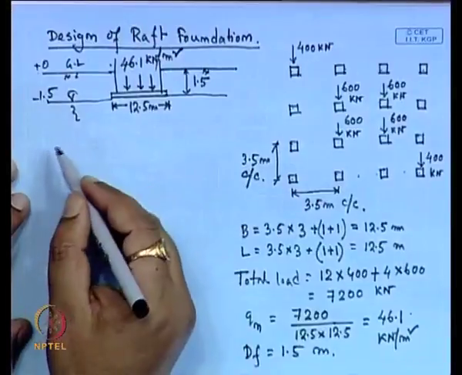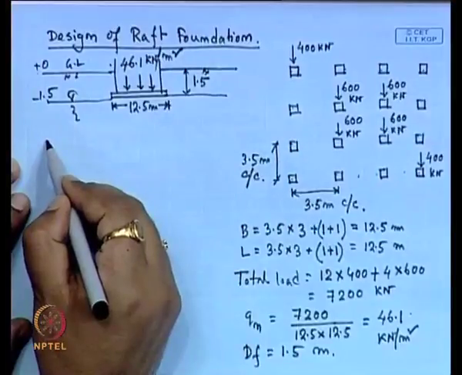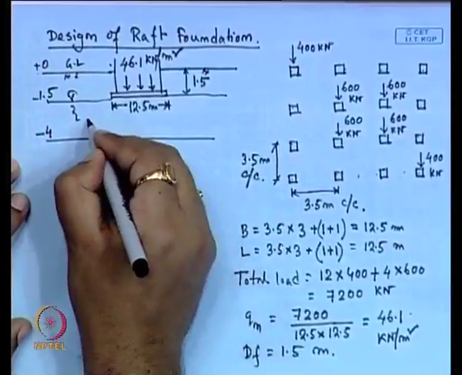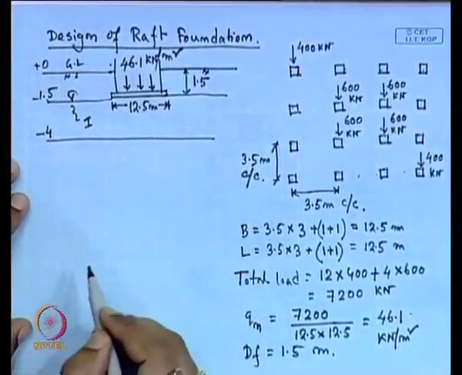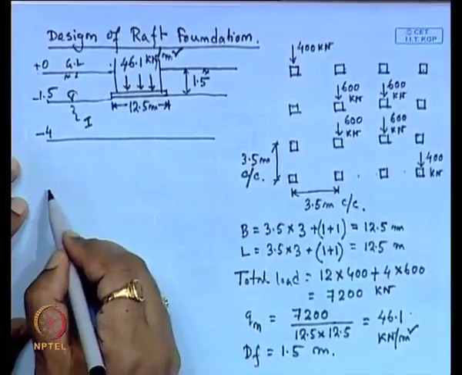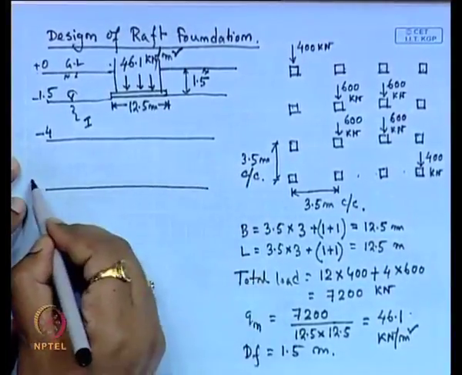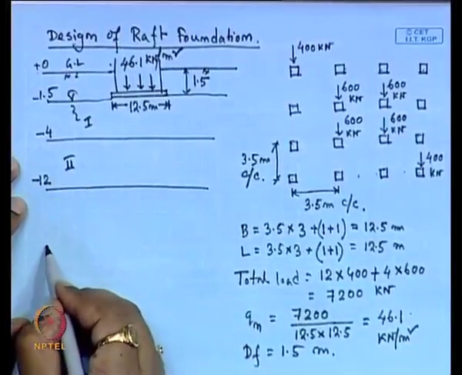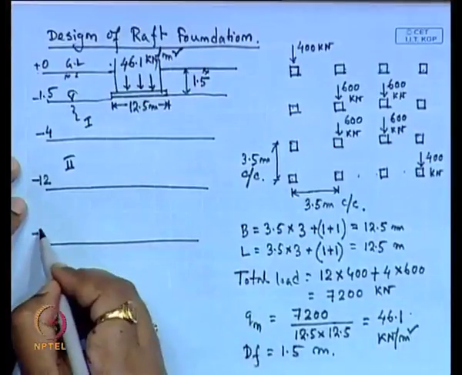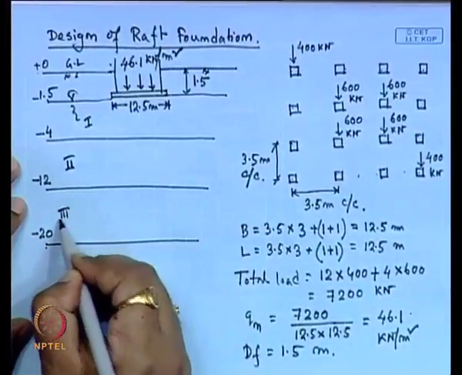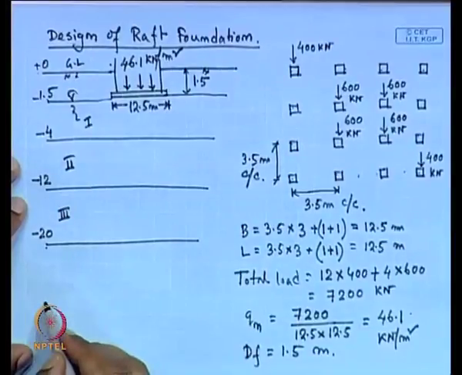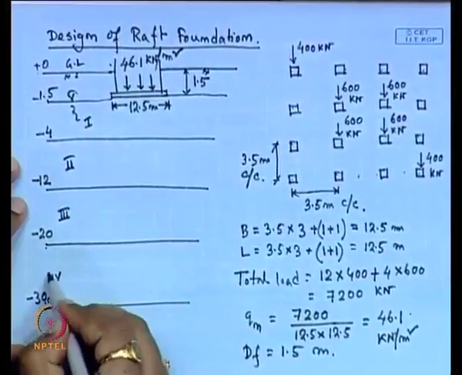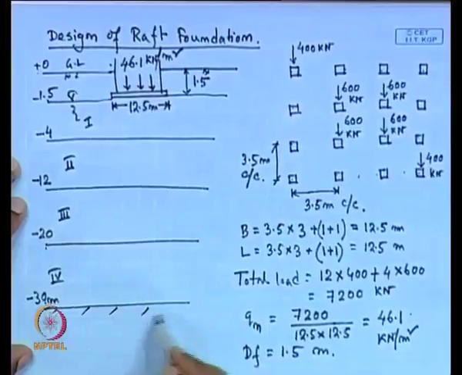Next we will get the few layers. One layer is up to 4 meter. This is our layer 1, 0 to 4. Then another layer which is up to 12 meter, this is layer 2. Then up to 20 meter, 12 to 20, this is the third layer. Then 20 to 30 meter, this is layer 4, and then this is the hard stratum.